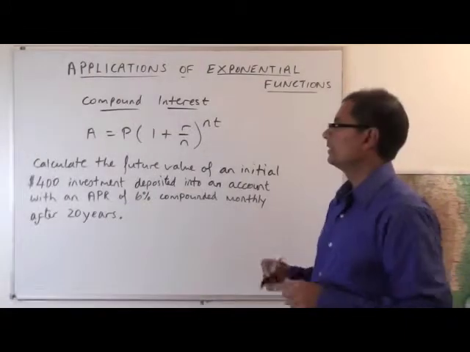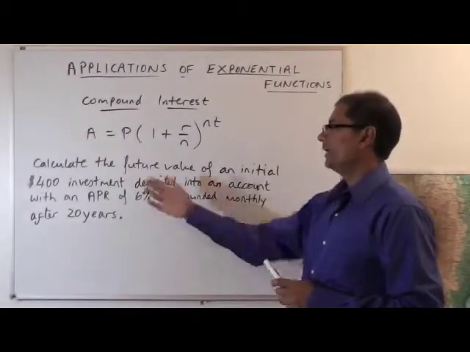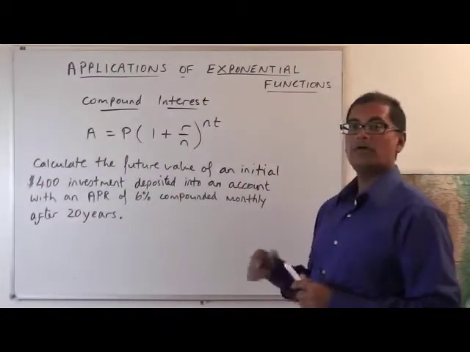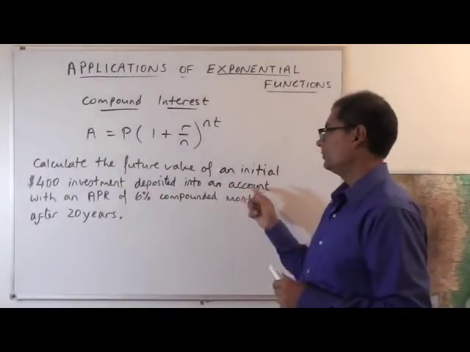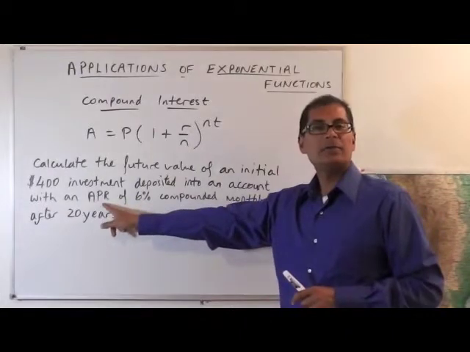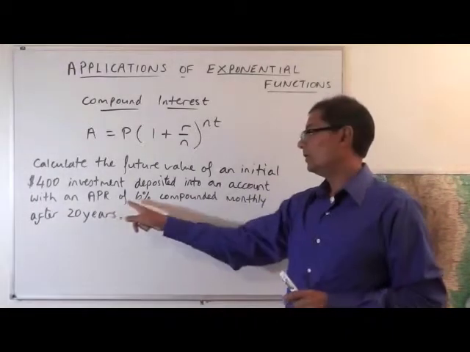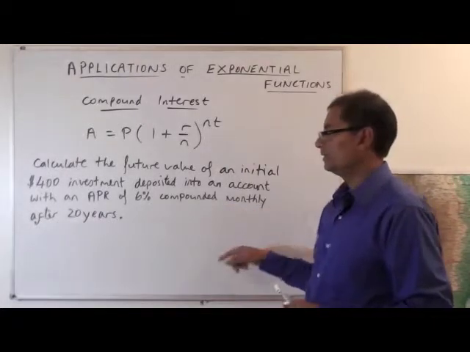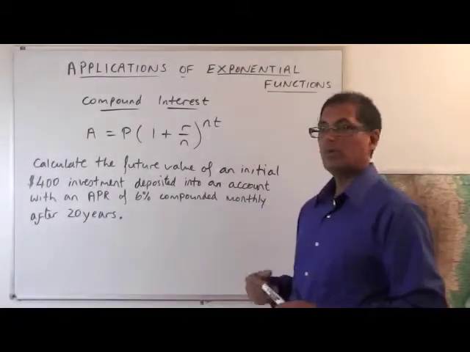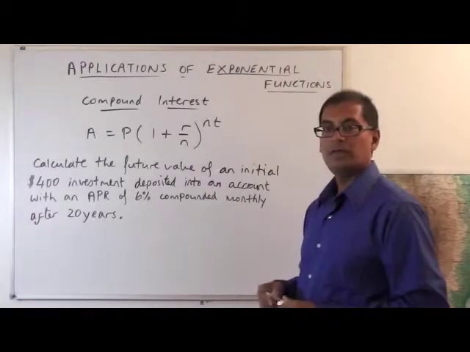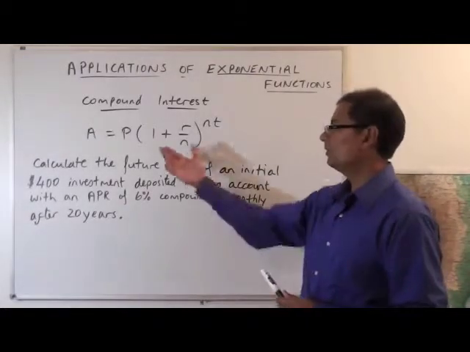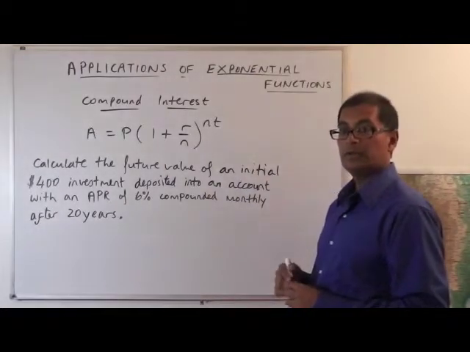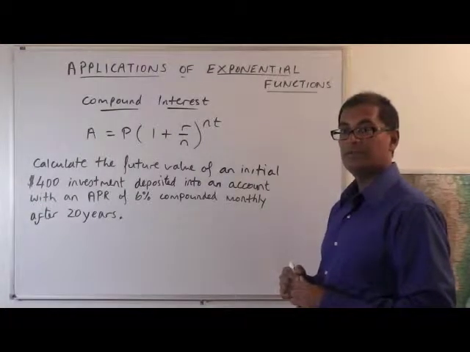This question asks you to calculate the future value of an initial $400 investment deposited into an account with an APR, which stands for annual percentage rate, of 6%, compounded monthly, that means 12 times a year, after 20 years. So we want to know how much this $400 will be worth in 20 years. So we use this formula and we put in the numbers in the appropriate places.